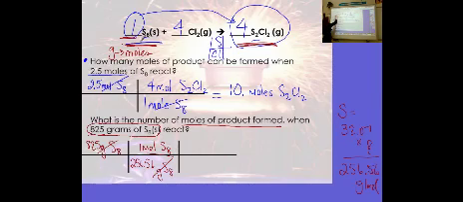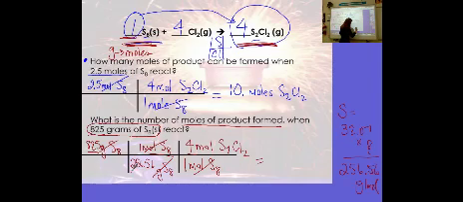Now I can do my mole ratio, which is 1 to 4. 1 mole of S8 gives me 4 moles of S2Cl2. Moles of S8 cancel with moles of S8. If you multiply that out, 825 times 4 divided by 256.56 gives me 12.9 moles of S2Cl2.